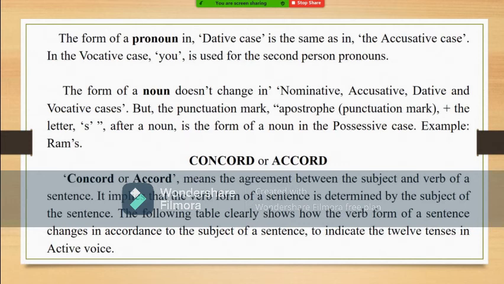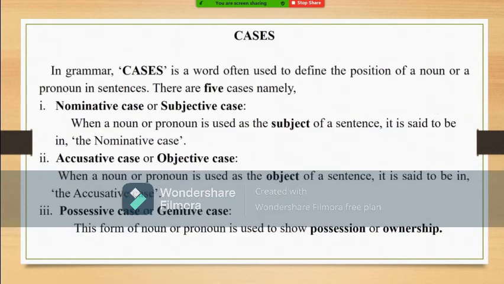I want to recall it again. Cases is a chapter that deals with defining the position of a noun or a pronoun in a sentence. There are 5 cases. That means a noun or a pronoun can be used in English sentences at 5 levels. If it is used as a subject, it is said to be in nominative case. If it is used as an object, it is said to be in accusative case.